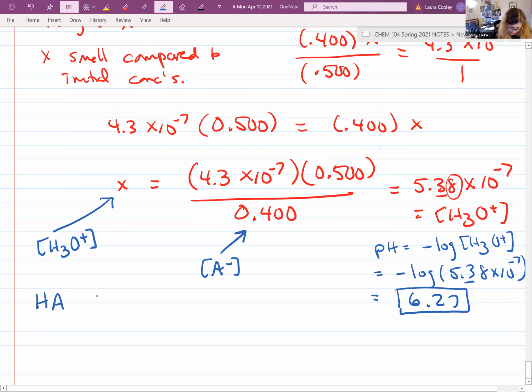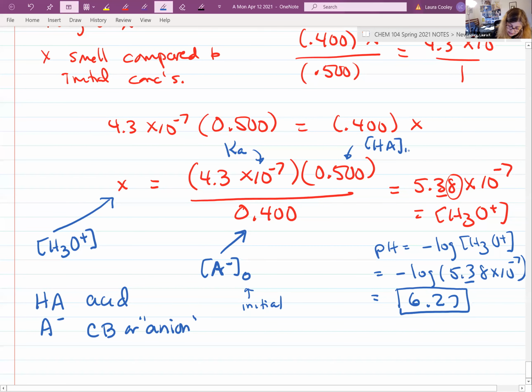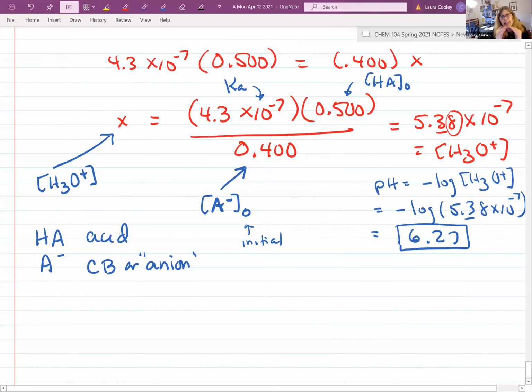So if my acid is HA and my conjugate base is A minus, or as I said, we call it the anion. In this case, it's H2CO3 and HCO3 minus. But speaking more generally, this would be the concentration of the conjugate base, the initial concentration. This means initial. This is the Ka, and this is the concentration of the acid initially. So for any of these problems with a buffer, where you have an acid and its conjugate base, it turns out that the H3O plus concentration can always be found this way.